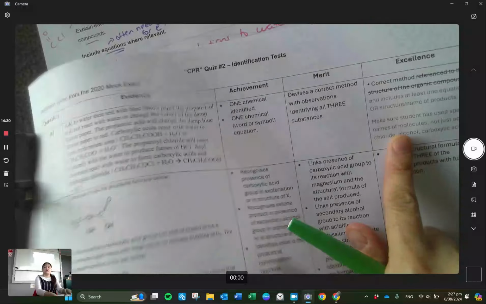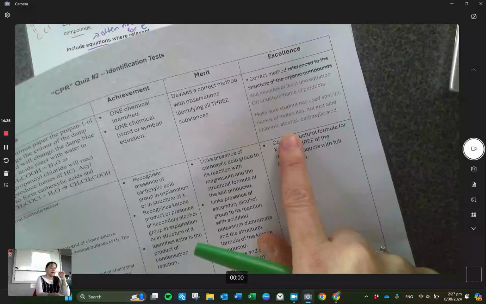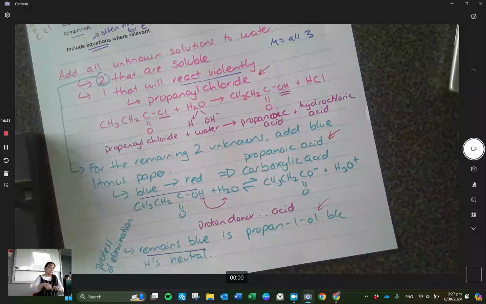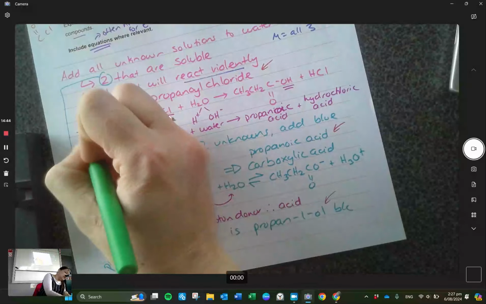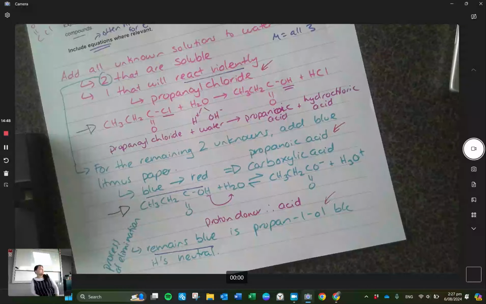The other thing I was looking for in the excellence is that you were specific and not just saying carboxylic acid, acid chloride, alcohol, but actually naming what the specific acid is. So propanoic acid. So basically, excellence was making sure you had these equations in here. Okay. Not too bad, I hope, you guys are thinking. So that's the identification question. You have to have those tests memorized.